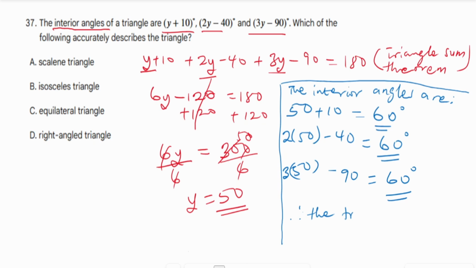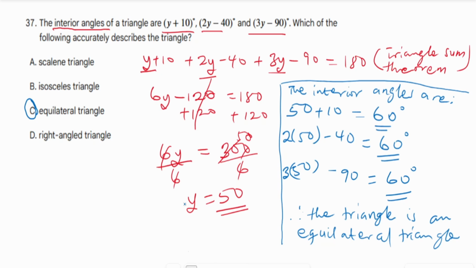the triangle is an equilateral triangle, and that is option C. Because scalene, all sides are not equal. Isosceles, two sides are equal, and right triangle or right angle triangle means it has one right angle, which is 90 degrees. But equilateral triangle has 3 equal sides and 3 equal interior angles.